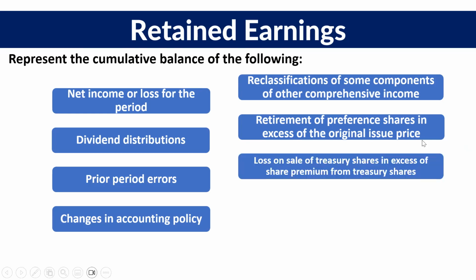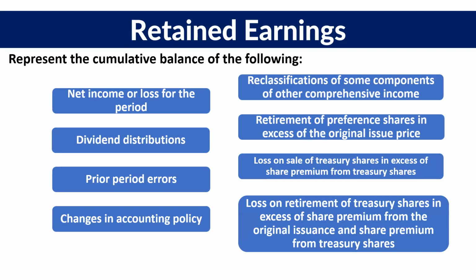Another is loss on sale of treasury shares in excess of share premium from treasury shares. This was discussed already in the previous video lecture. So if ever the treasury share is reissued at a loss, and the share premium from treasury can no longer absorb it, our last resort is to charge it to retained earnings. This is the reissuance of treasury share.